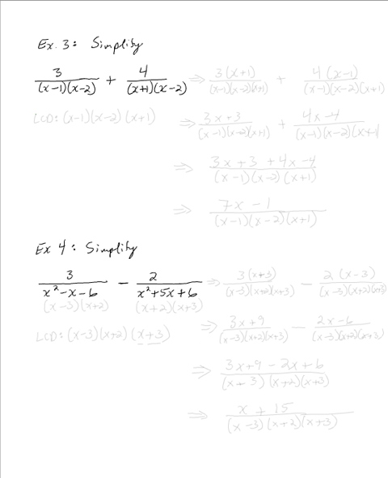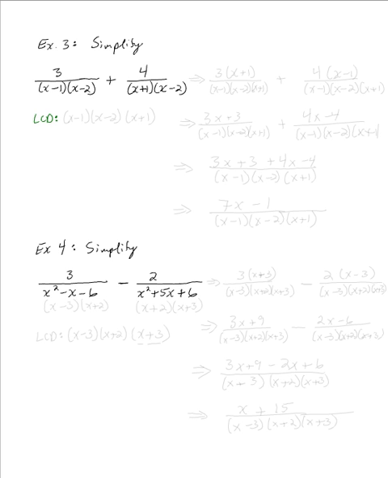Again, let's determine the LCD first. Alright, so we look at the factored forms on the denominators, and we see that the first fraction has factors of x minus 1 and x minus 2, and the second fraction has factors of x plus 1 and x minus 2. So we see the x minus 2 is contained in both of them, so we don't need that.